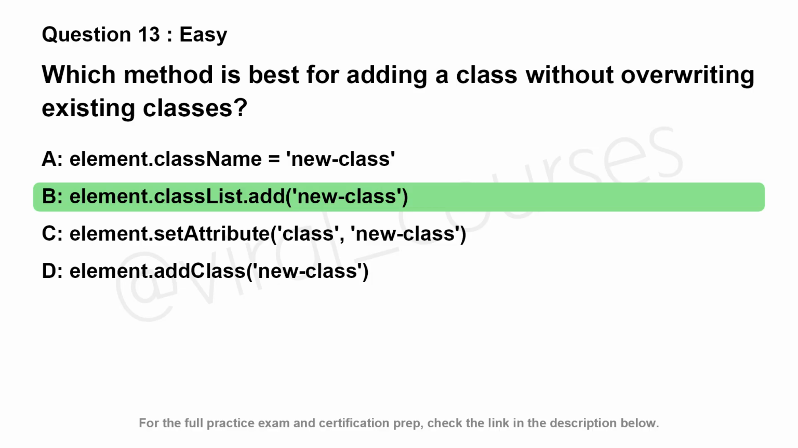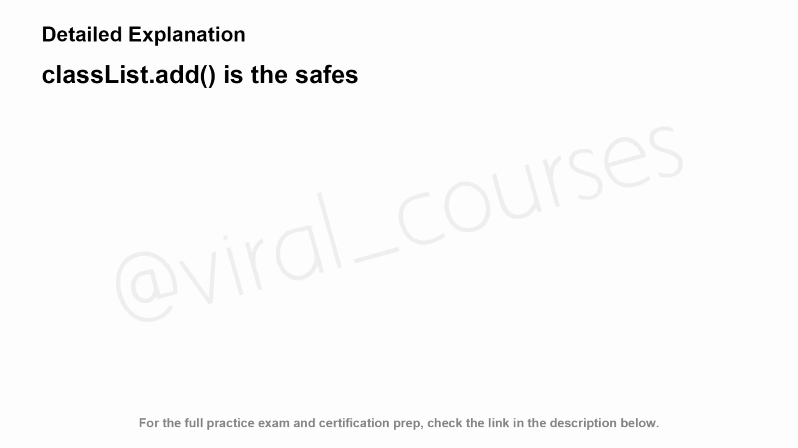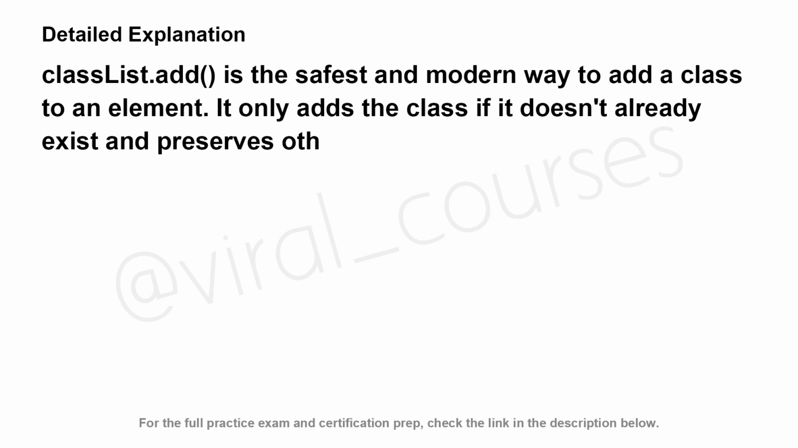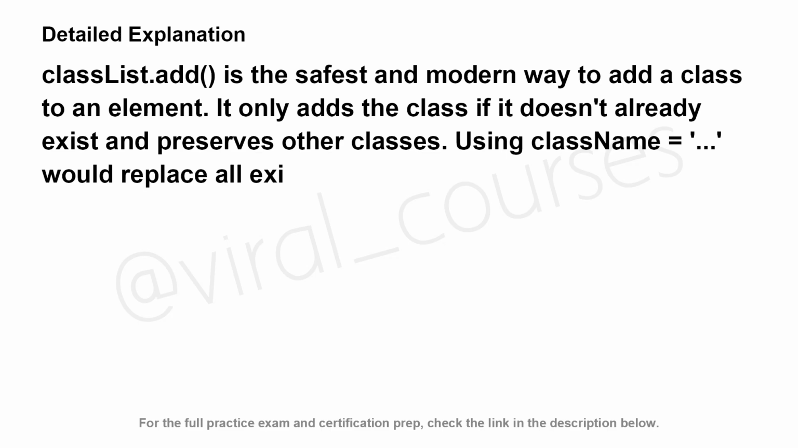The correct answer is B. classList.add is the safest and modern way to add a class to an element. It only adds the class if it doesn't already exist and preserves other classes. Using className equals would replace all existing classes with the new one.